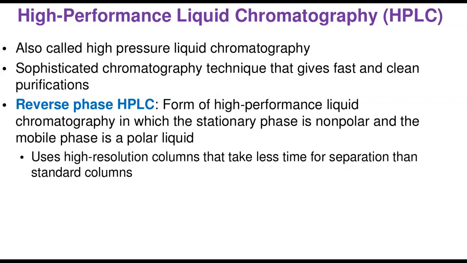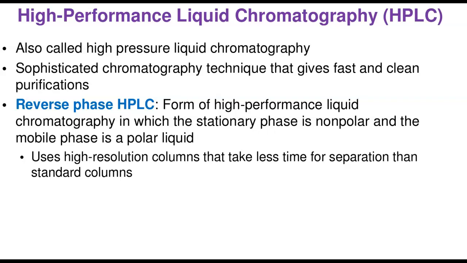Now, in the reverse phase HPLC, you use a form of high performance liquid chromatography in which you use a stationary phase that has both non-polar and polar phases. And the good thing about the reverse phase is that you can separate both the polar and the non-polar substances at the same time. And the discovery of the HPLC has offered a lot of interest and a lot of promise in chromatographic techniques. So it uses high resolution columns that operate at high pressure.